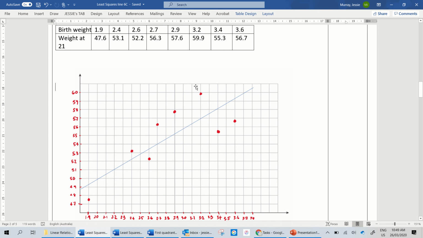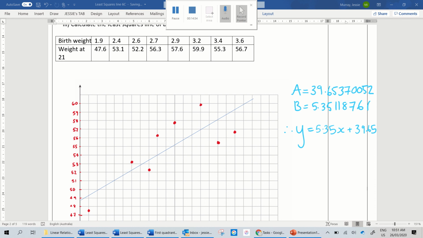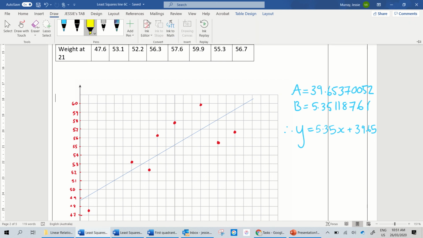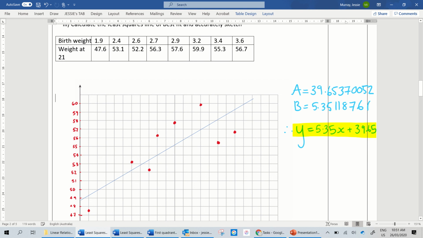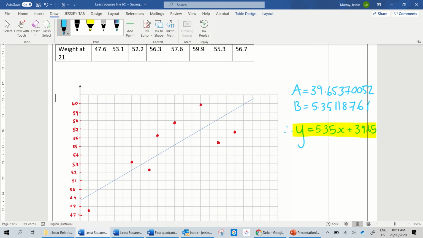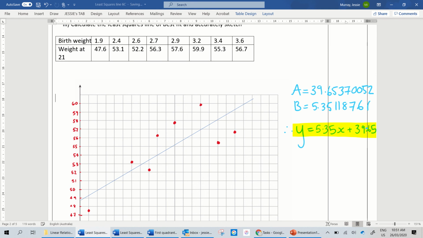All right, I'm going to put these values into my calculator and I will tell you what the equation should be, but otherwise you should practice too. All right, if you've put those in your calculator correctly, and me too, you would have got an answer that A is equal to 39.65, and B is that. So now I'm going to write that in my equation. So Y equals 5.35x plus 39.65, okay? So there I have it.